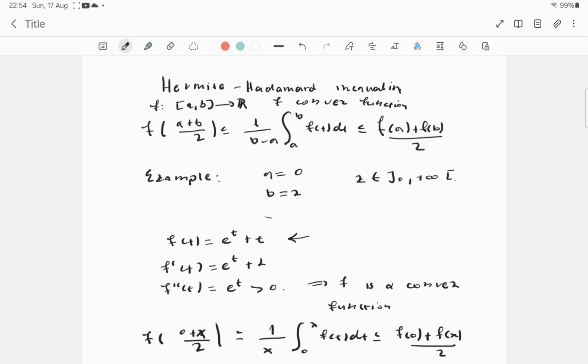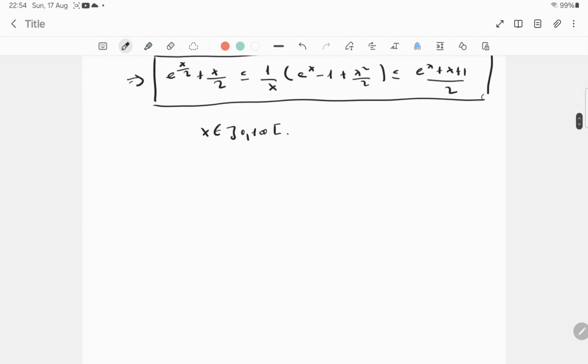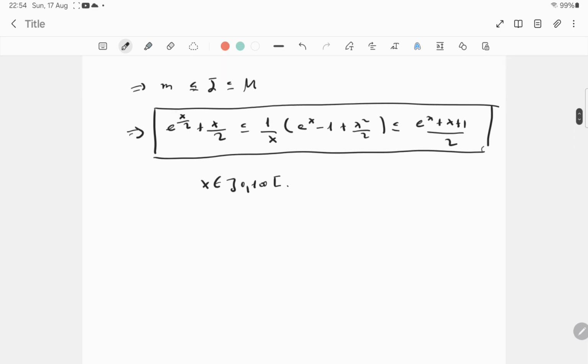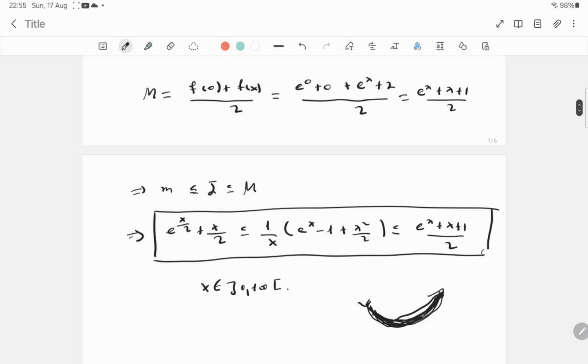Hermite and Hadamard were two French mathematicians. And this is the inequality that we have used. If you know that the function is convex, so convex means, a convex function, let's say, the graph of a convex function looks like this. So it's concave upwards. The graph of a convex function looks like this.